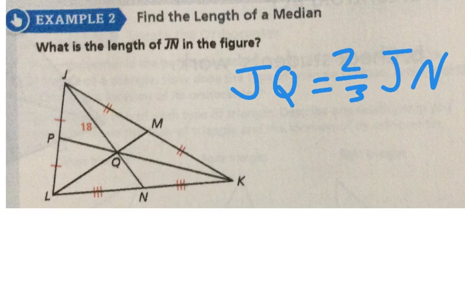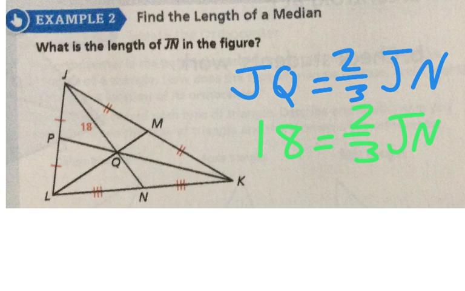18, it tells me. So I'm going to plug in 18 for JQ. So that tells me 18 equals 2/3 times JN. And now I only have one unknown. So I'm going to solve it. I'm going to solve for JN.